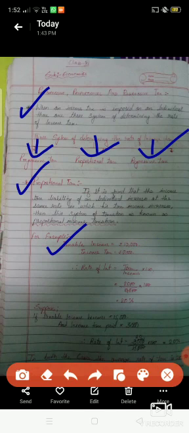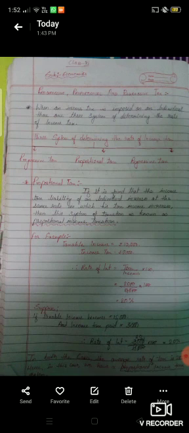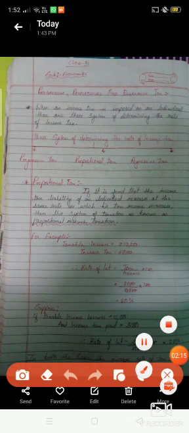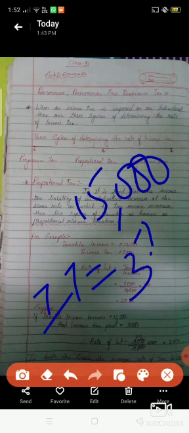Suppose the income tax which he is paying is 2000. So on 10,000 income, he is paying 2000. What is the rate? It is 20%. Now suppose that the taxable income has increased from 10,000 to 15,000, and the income tax also increased from 2000 to 3000.